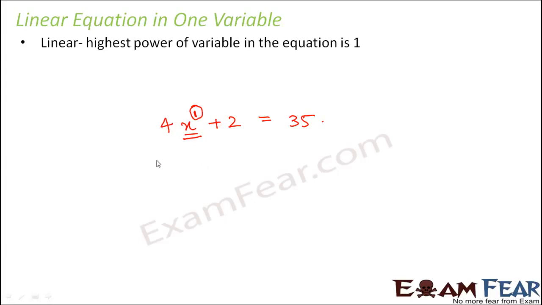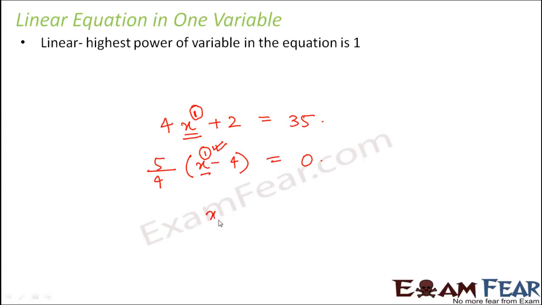Let us look at a few more examples. So let us take this example: 5 by 4 into x minus 4 is equal to 0. How many variables do we have? 1, that is x. What is the highest power of x? That is 1. So here also the highest power of the variable is 1. So this is also a linear equation.